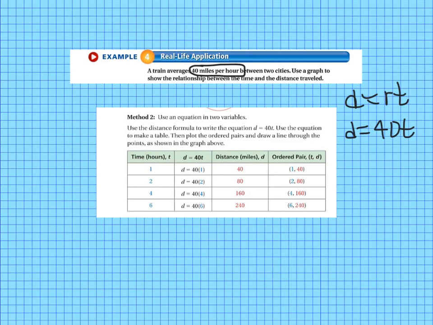So if we put in d equals 40t, and we multiply that 40 times 1, then our time is 1 and our distance is 40. So our ordered pair is 1, 40. And then if we change our time to 2 hours, our distance becomes 80. So our ordered pair is 2, 80, and so on.